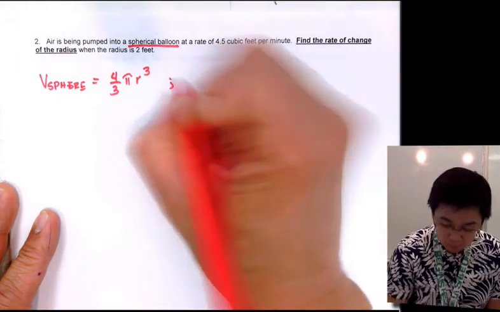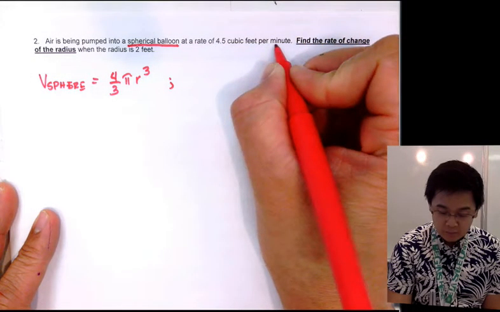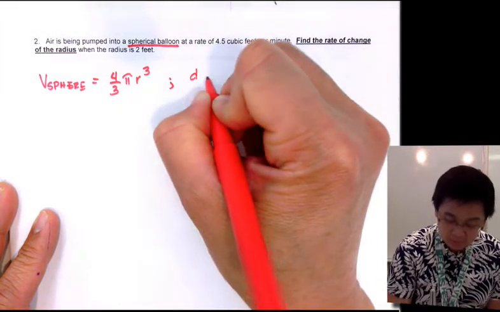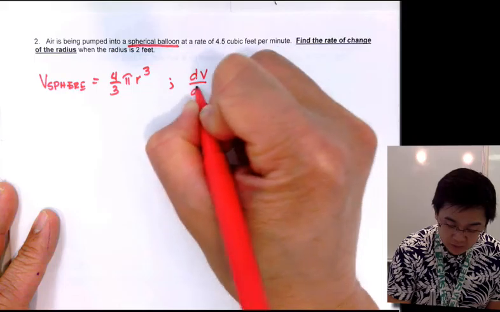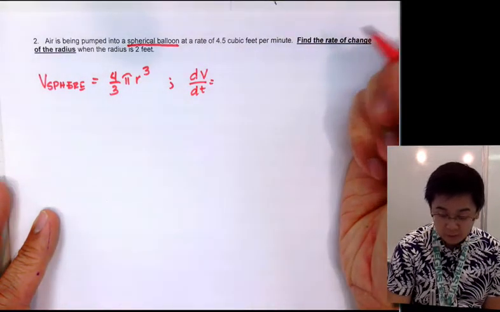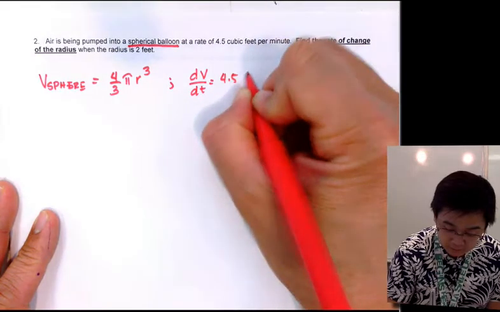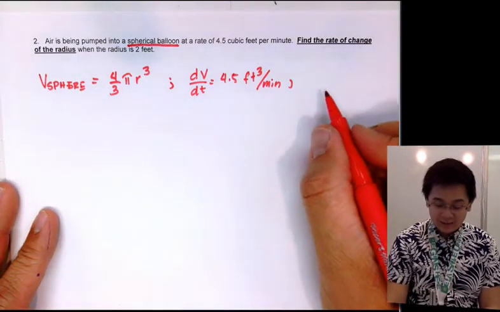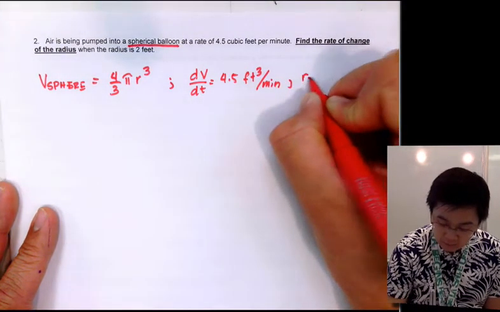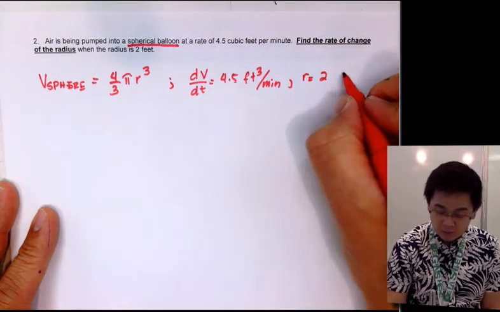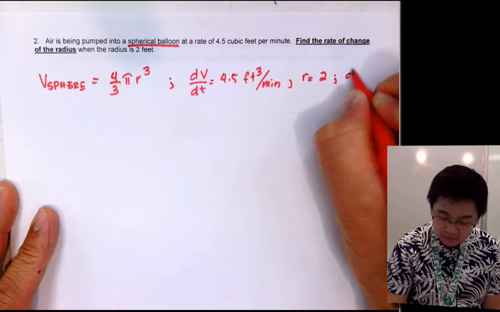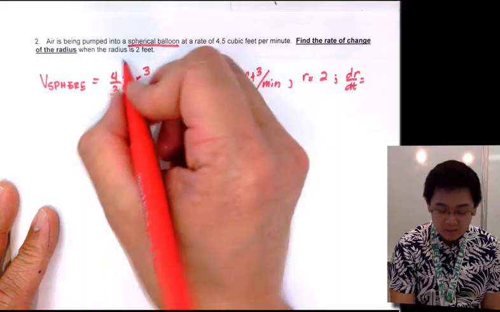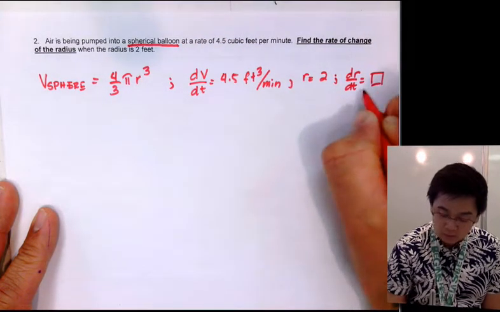And in this problem, we are also given 4.5 cubic feet per minute, which is the rate of change of the air being pumped inside the balloon. So this will be the derivative of the volume with respect to time, or the rate of change of the volume with respect to time, which is 4.5 cubic feet per minute. And at that instant, we are given the radius of 2 feet, and we need to find the rate of change of the radius. So this is what we're looking for.